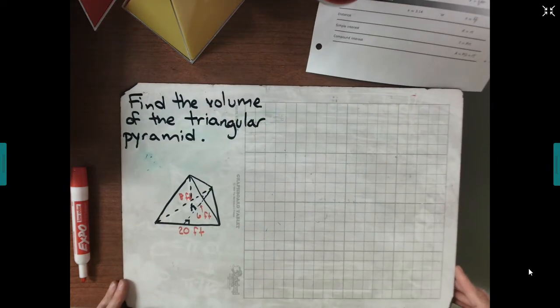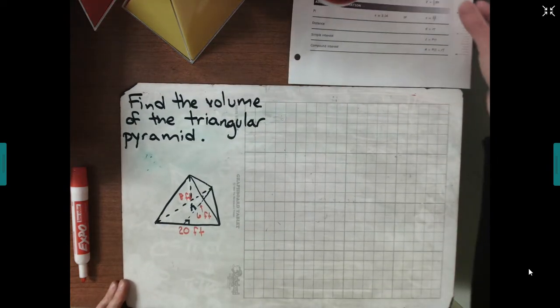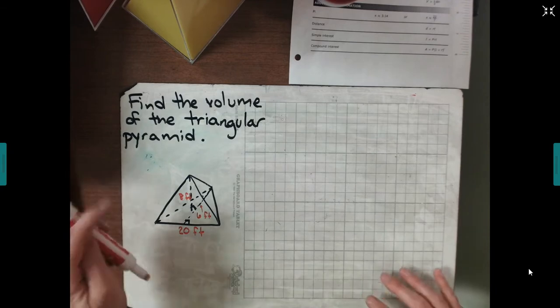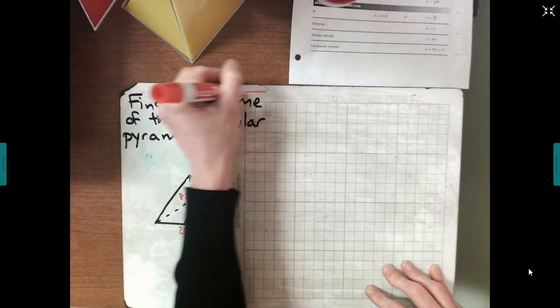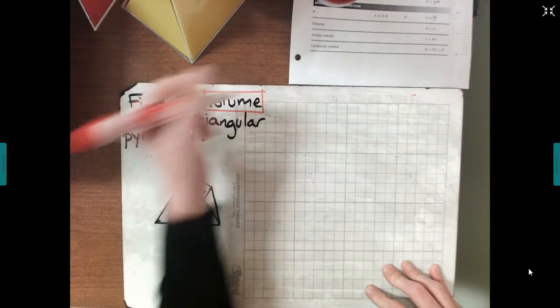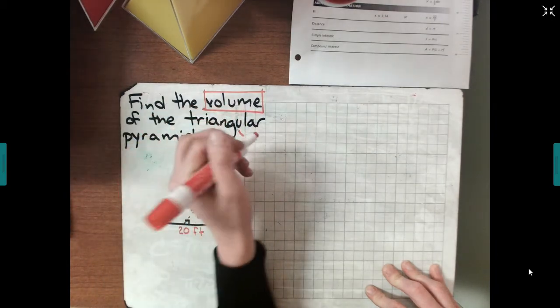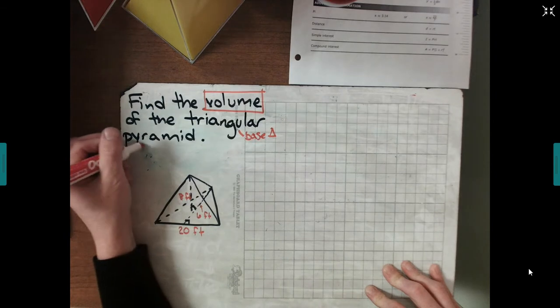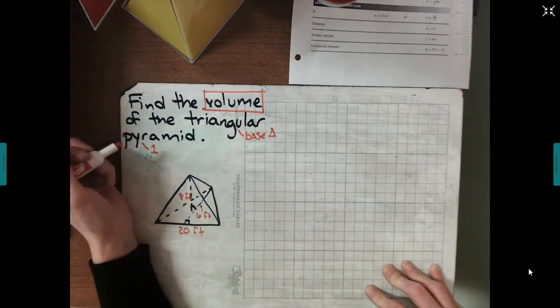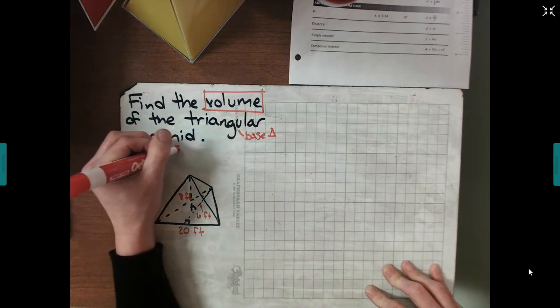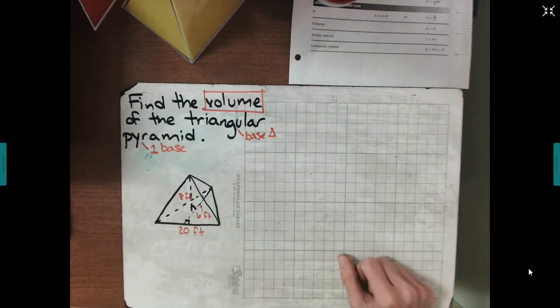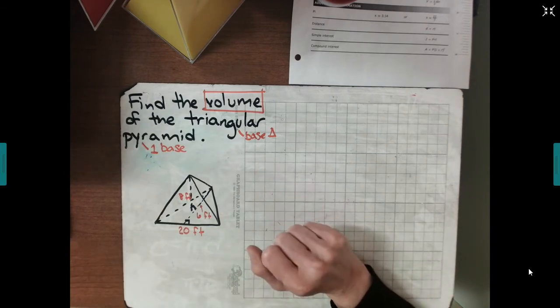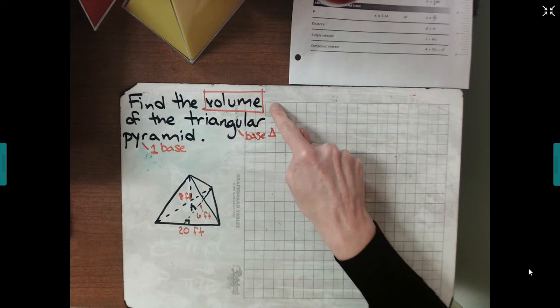Find the volume of the triangular pyramid. Okay. So I see again that keyword volume. And this is a triangular pyramid, so my base is now a triangle. My pyramid is telling me that I have one base. All right, pulled all the information from my word problem, looking for my volume.